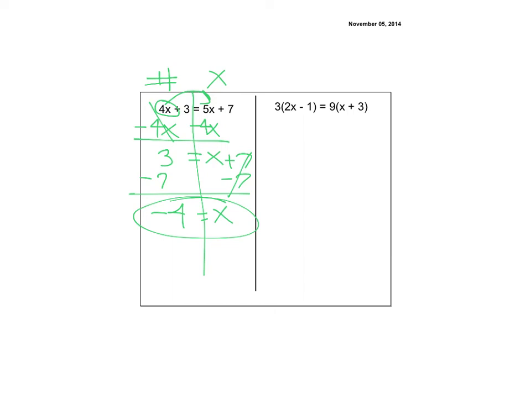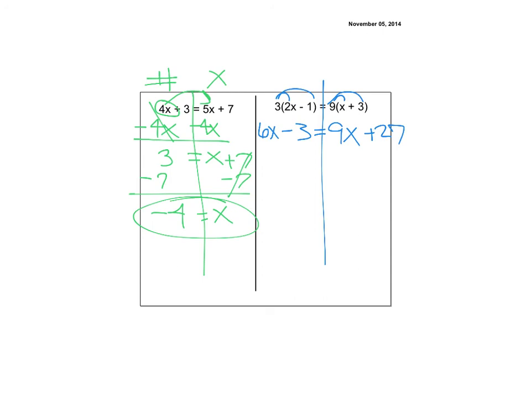All right, and then this last one, we're going to multiply, distribute first. Okay, so I'm distributing my 3 on that first side. So 3 times 2x will give me 6x. 3 times negative 1 is negative 3. Equals 9 times x is 9x. 9 times 3 is going to give me 27.